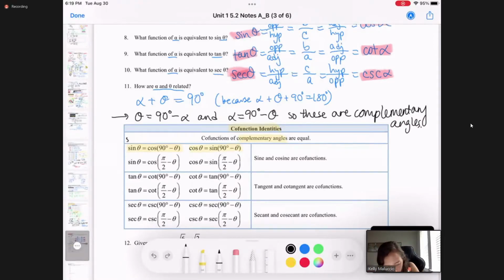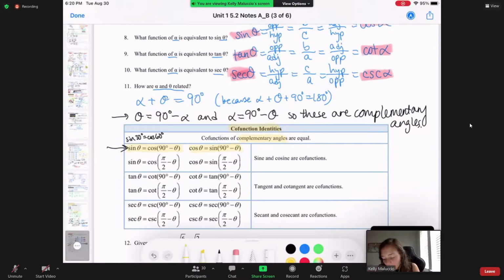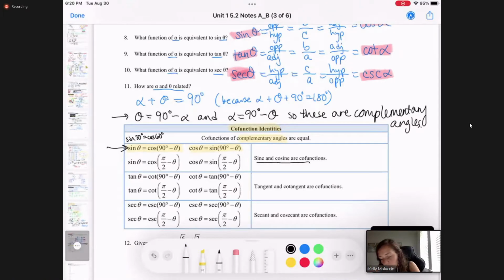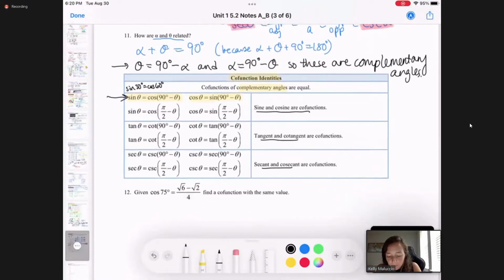An example here is sine of 30 degrees equals cosine of 60 degrees. You'll get into this later when we talk about the unit circle and you memorize some of these angles and measures. This is going to be one of them that you will remember. Granted, you don't need to know it in this way, because this is weird, but it's informational: sine and cosine are cofunctions, and so are tangent and cotangent, and secant and cosecant. We saw that, right?